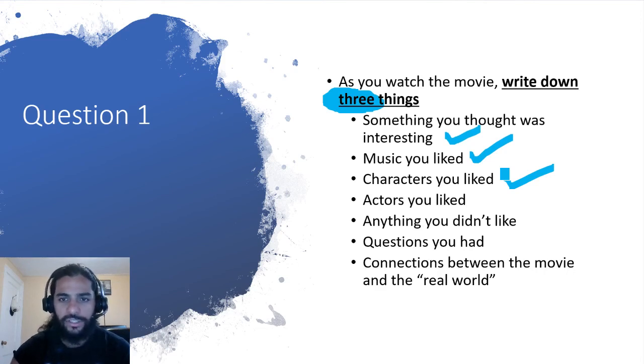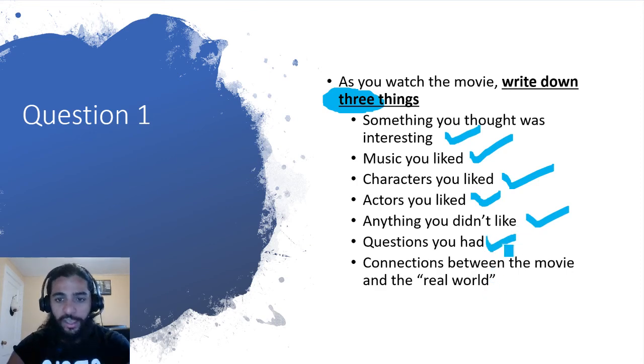I just loved it. I just thought it was phenomenal, excellent acting. So any specific actors that you like, and of course anything that you didn't like, any decisions that the filmmaker made that you just didn't really agree with, any questions that you had along the way. And finally, did you notice any connections between the movie and the quote-unquote real world? Anything that you saw in the movie that you've also seen reflected out there in the real world, out there in your kind of daily routine.